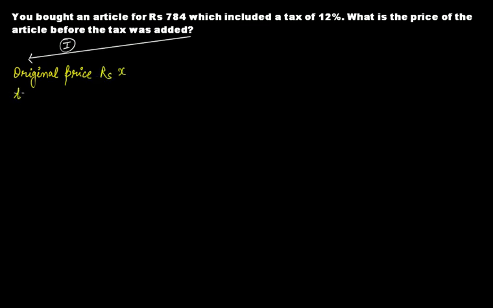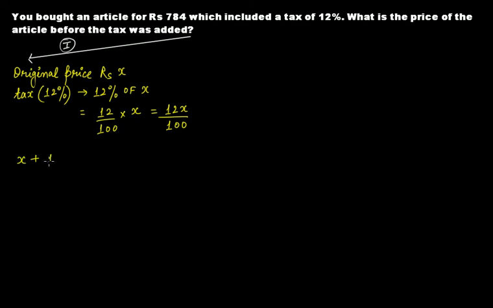So if you apply tax of 12%, so 12% of X, that is 12 by 100 multiplied by x, so you get 12x by 100, right? So x plus 12x by 100, this is equal to original price plus the tax amount is equal to rupees 784.